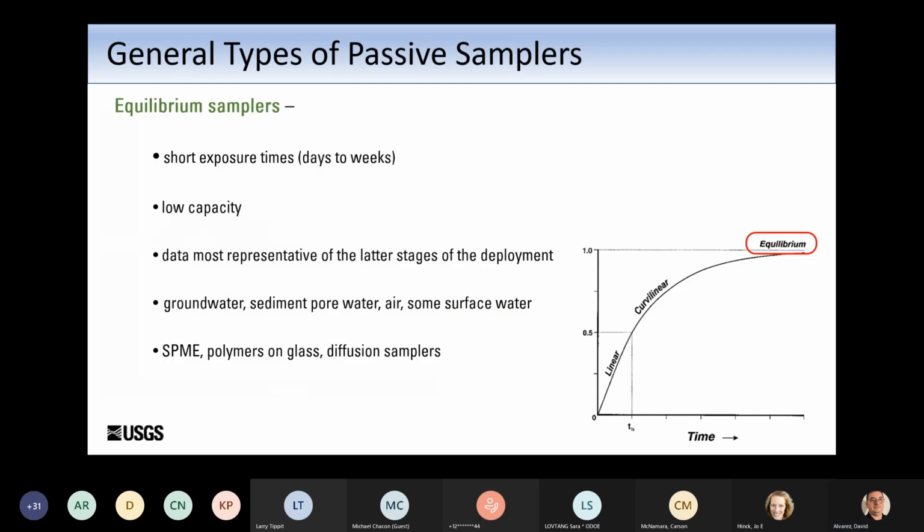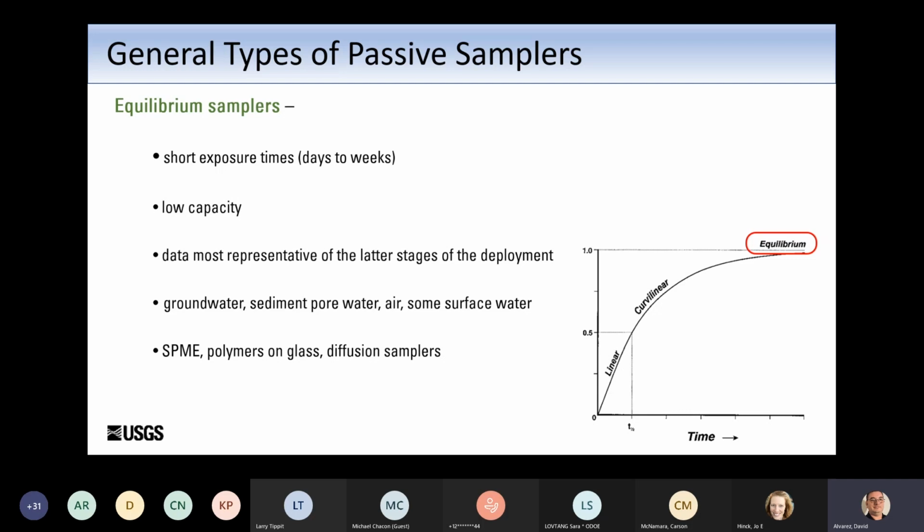General types of passive samplers. When you talk about passive samplers, at least as far as how they fundamentally work, they generally fall into two groups, either equilibrium samplers or integrative samplers. And it all depends on where they fall on the uptake curve that you see in the bottom right-hand corner. This curve is a typical first-order uptake curve. And as you can see, it starts off in a linear phase, which is your integrative phase. And then it approaches an equilibrium.